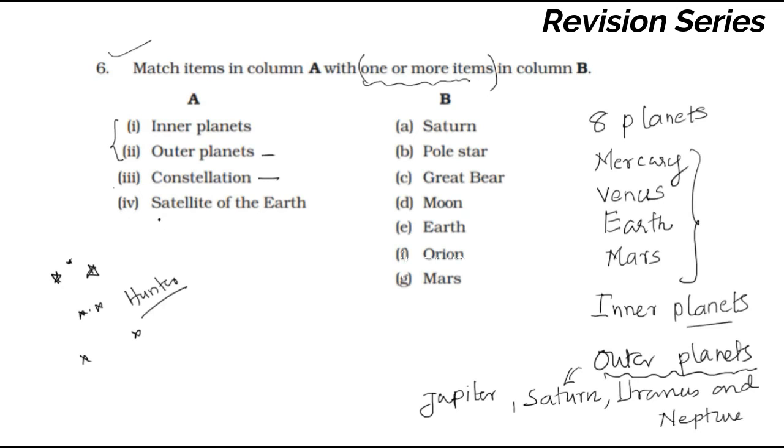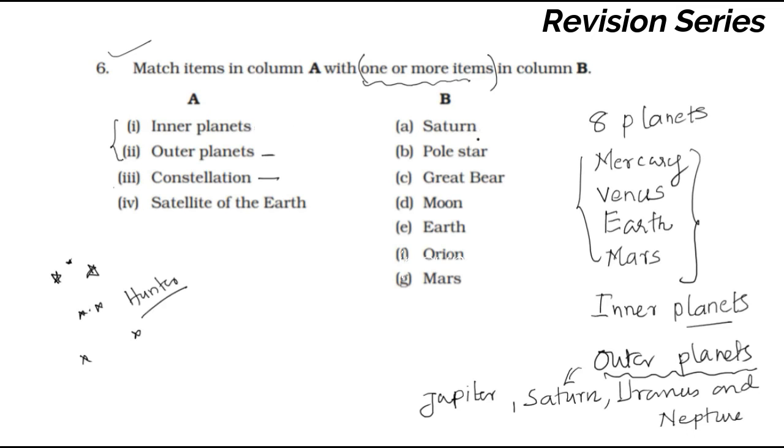Now next is satellite of Earth. The celestial body which revolves around Earth is a satellite of Earth. Okay, now we'll go for this. As we have already read, there are one or more answers for each of these options. Inner planets. So we have understood now these are the inner planets. So we shall see now what are those inner planets. Okay. So first one is inner planet.